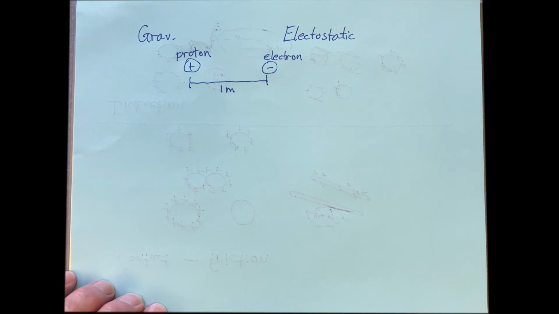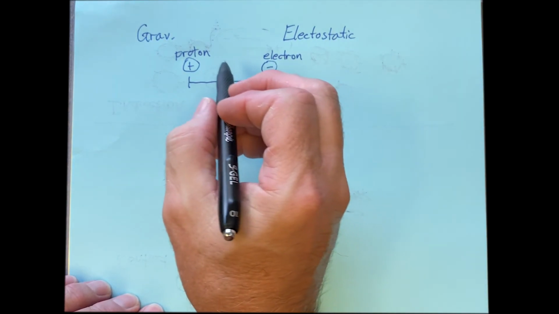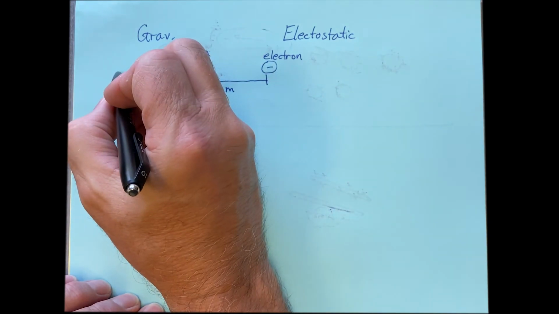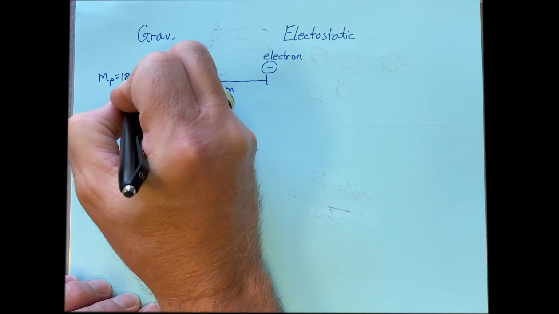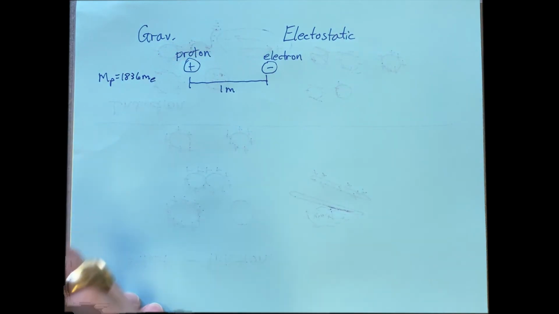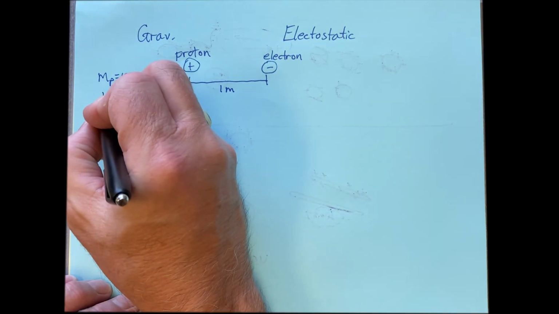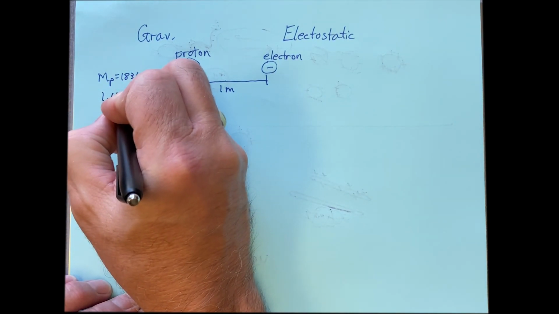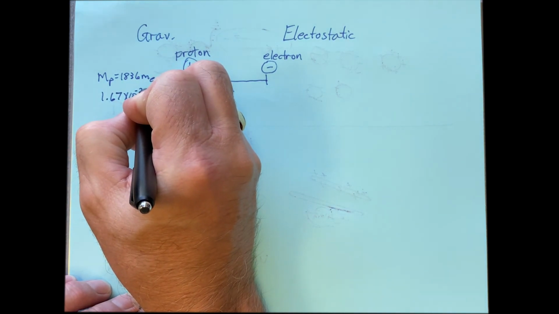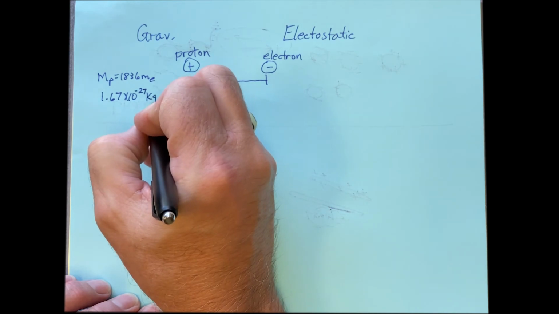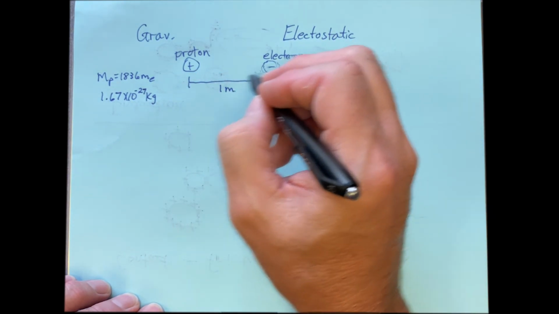And let's make it a nice number here so it'll be easy for our calculation. They're 1 meter apart. Now, these two things have mass, so we know the mass of the proton is going to be 1836 times the mass of the electron. If you were to actually go look that up, the value for the mass of the proton is 1.67 times 10 to the negative 27th kilograms. And if you go look up, that's the mass of a proton.